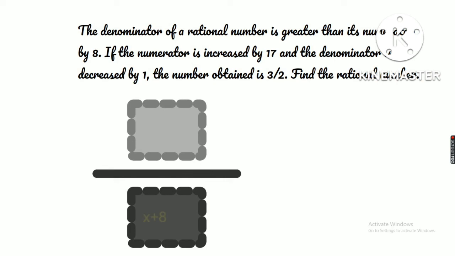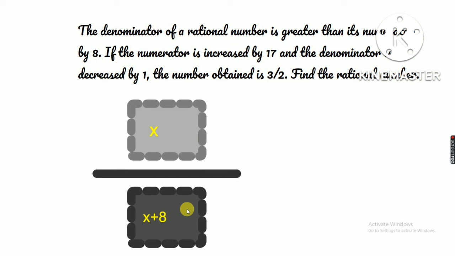Now our question says that the denominator of a rational number, this is called the numerator and this is called the denominator, is greater than its numerator by 8. So we suppose that the numerator is x. If the numerator is x, its denominator is 8 more than the numerator. So it would be x plus 8.